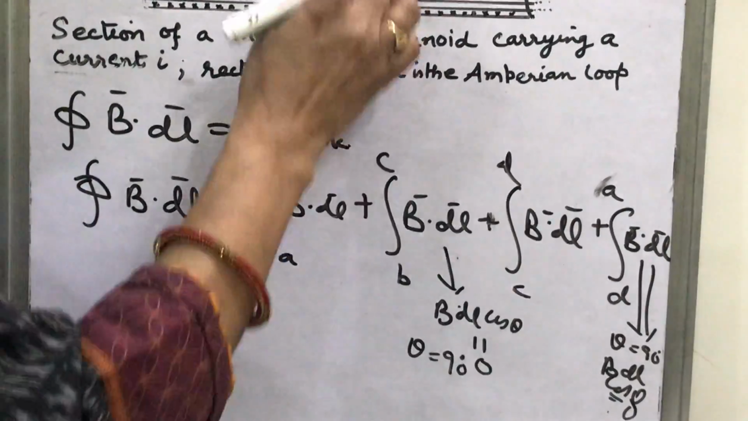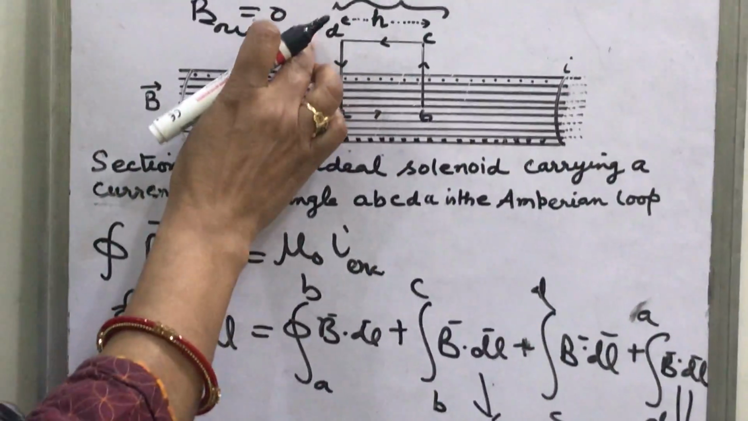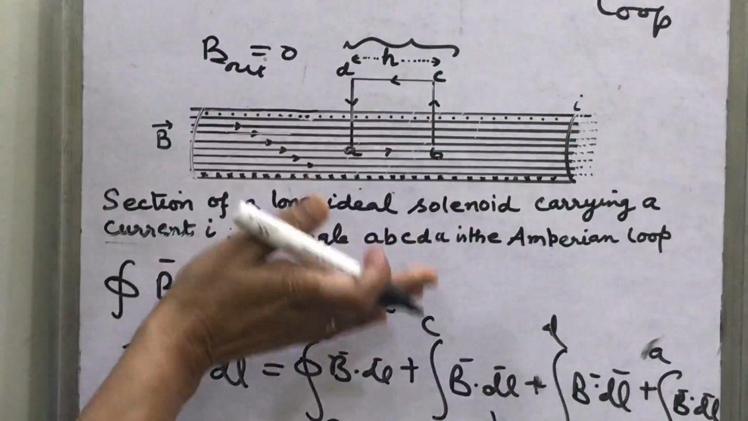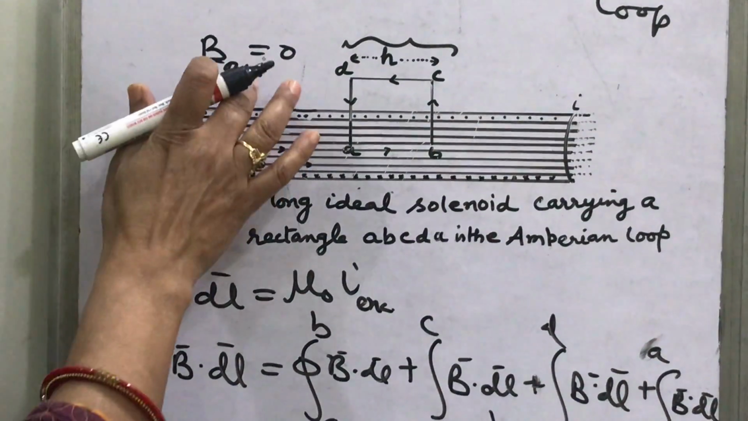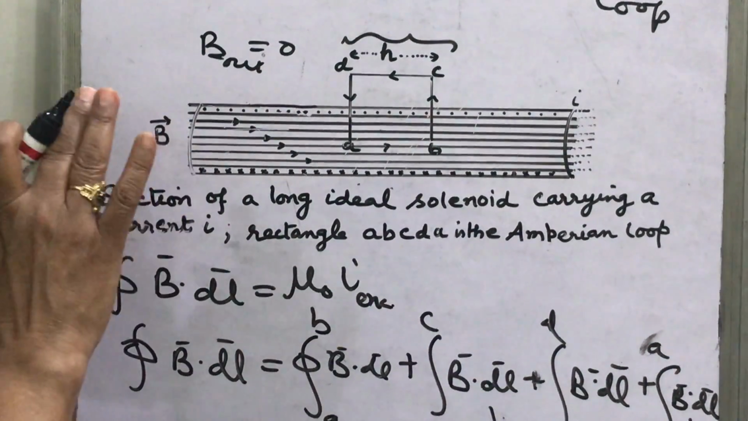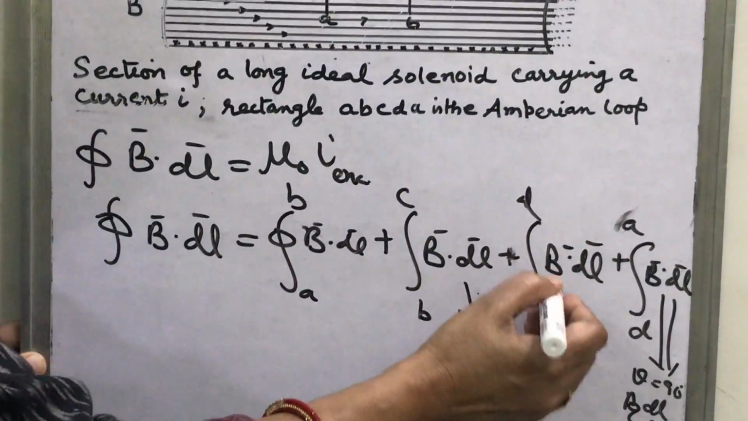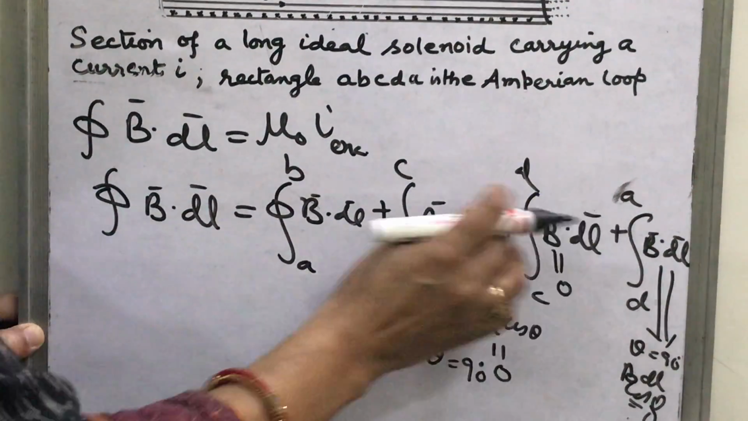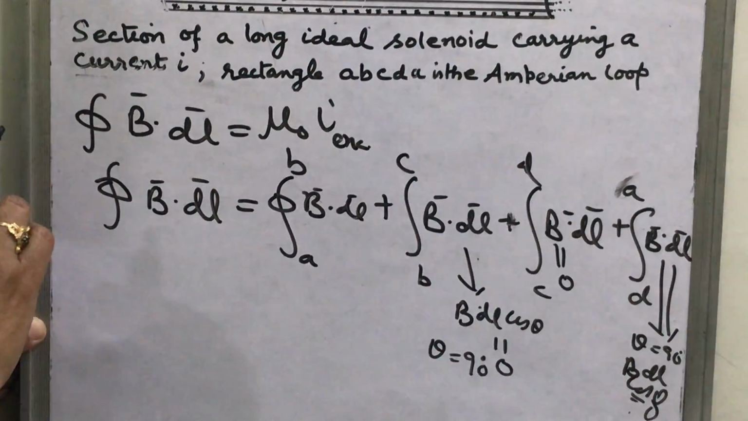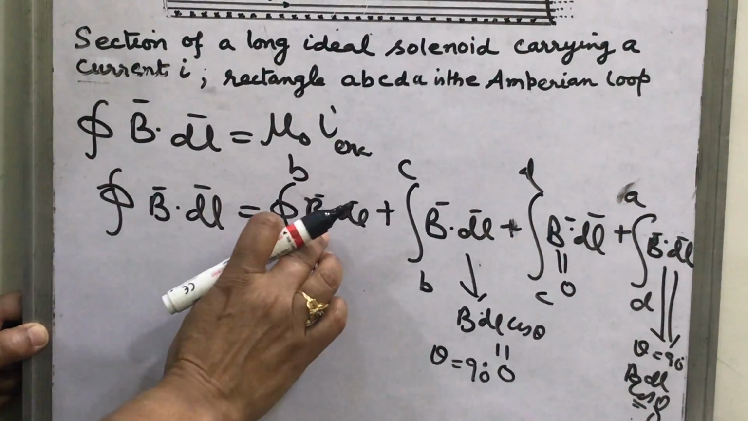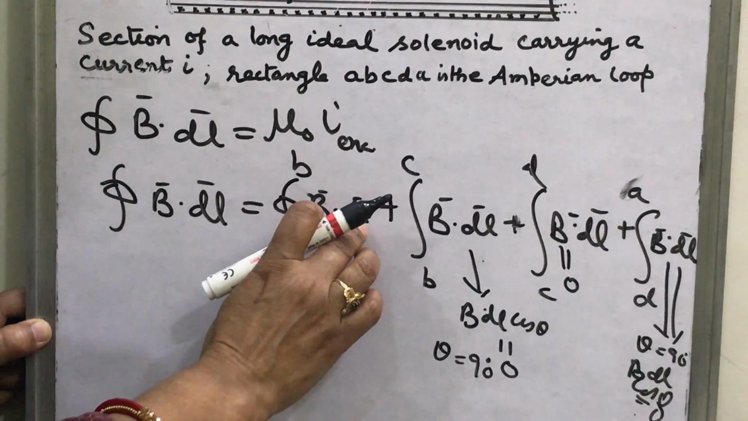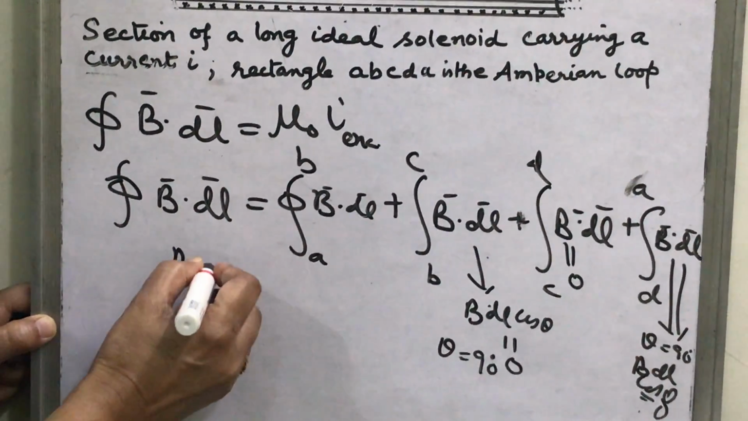What about the third term, this CD, outside the solenoid? For a long solenoid, outside it the magnetic field is 0. So since B is 0, this term is also 0. So what is left in the LHS? Only B dot dl.